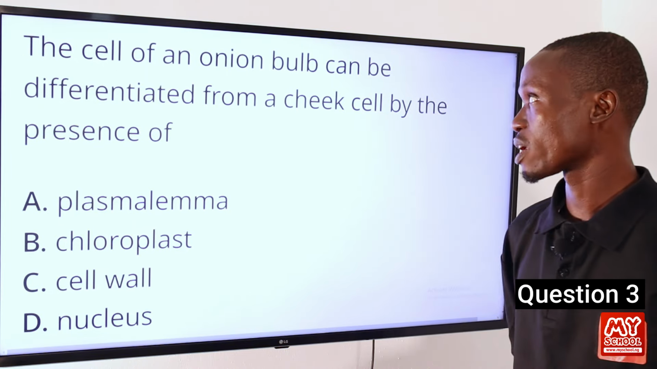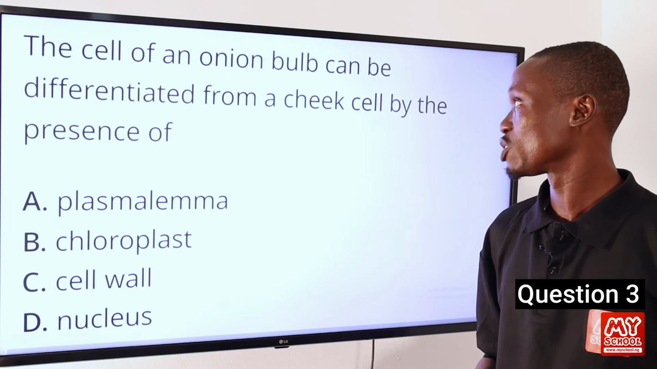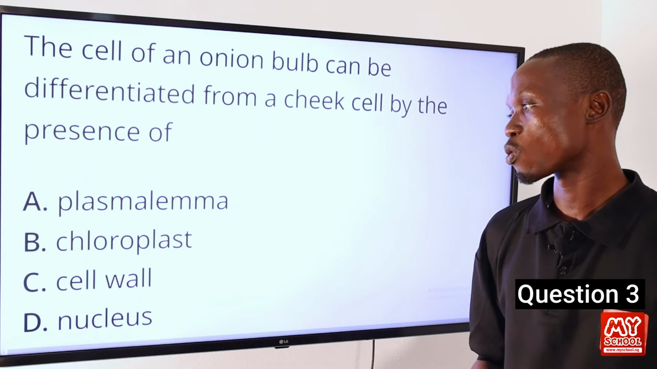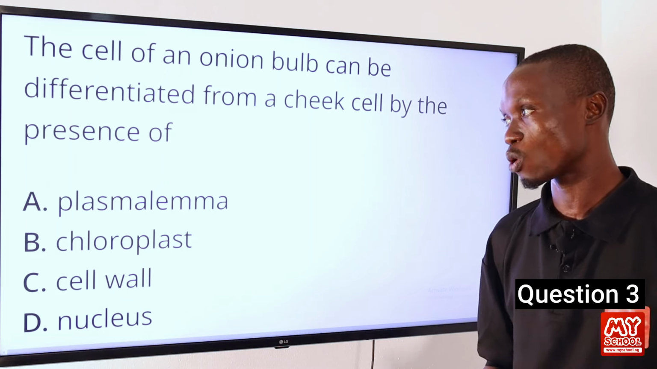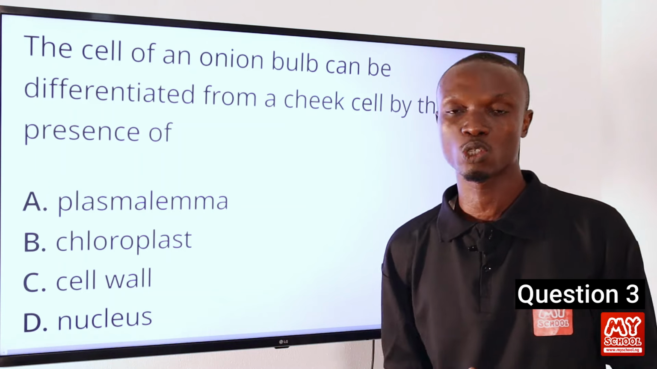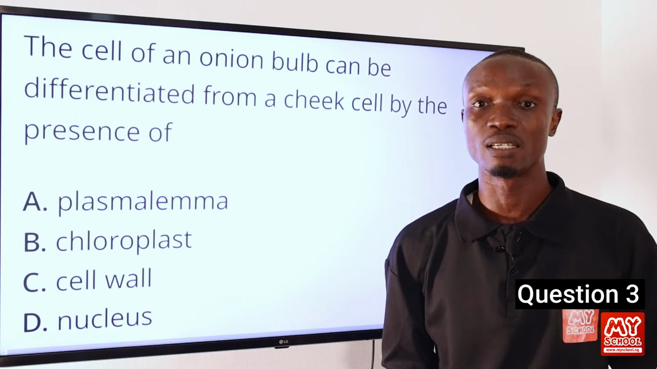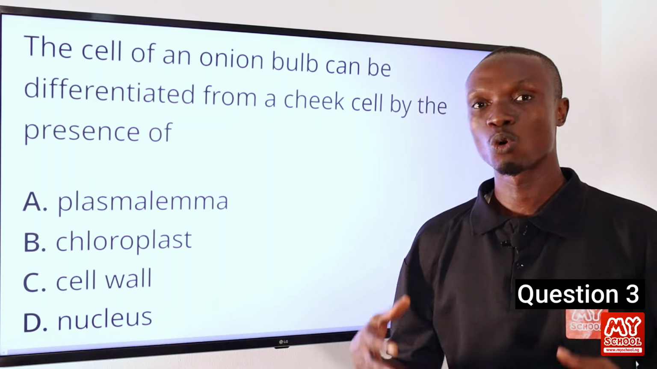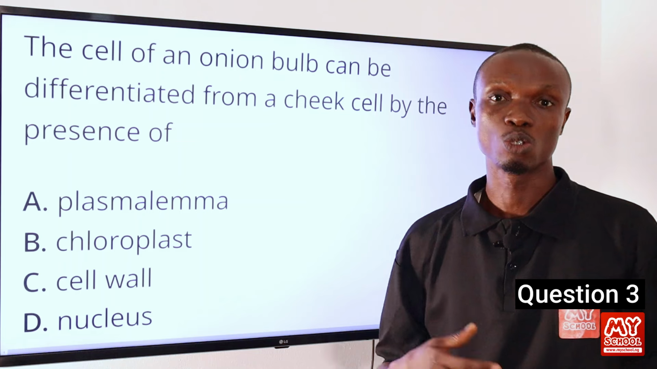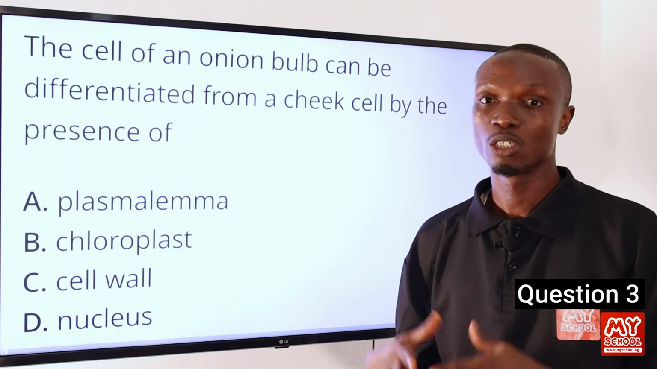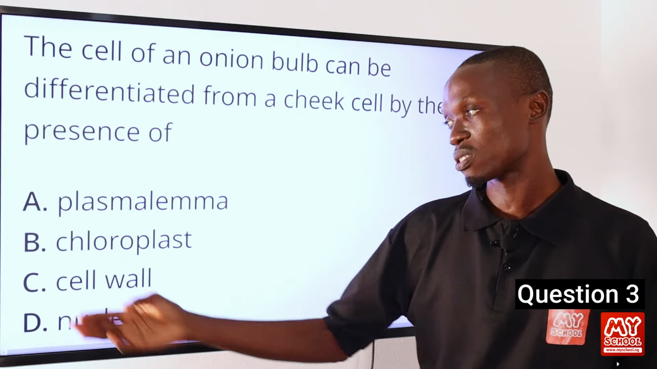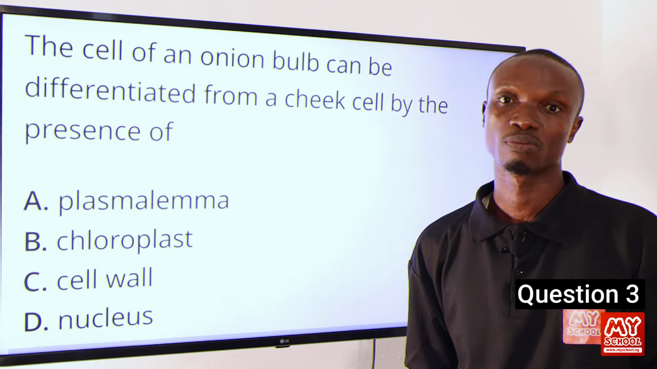Question 3. The cell of an onion bulb can be differentiated from a cheek cell by the presence of dash: A, plasmalemma, B, chloroplast, C, cell wall, D, nucleus. The answer to this question is cell wall. So what is cheek cell? Cheek cell simply refers to epithelial cells that line the inside of the mouth. Just as in all animal cells, the cheek cell does not possess a cell wall, whereas the cell of the onion bulb possesses a cell wall. So that makes option C the correct answer to this question.